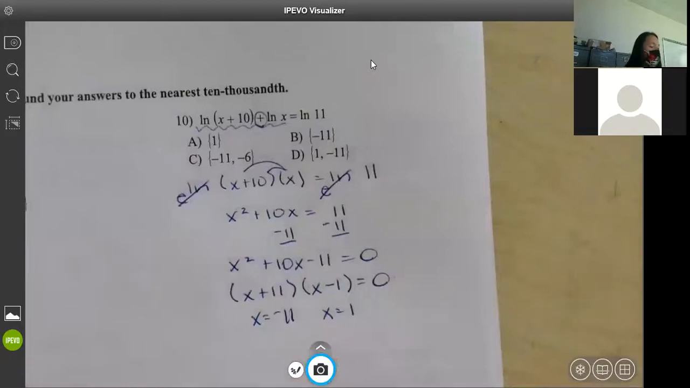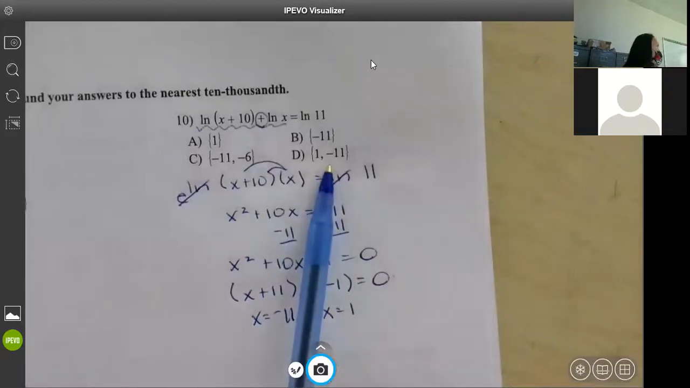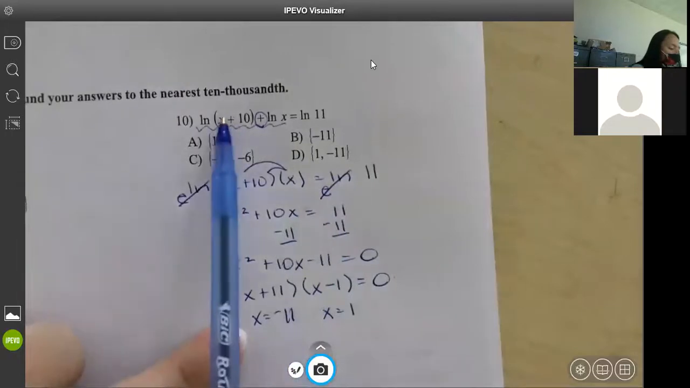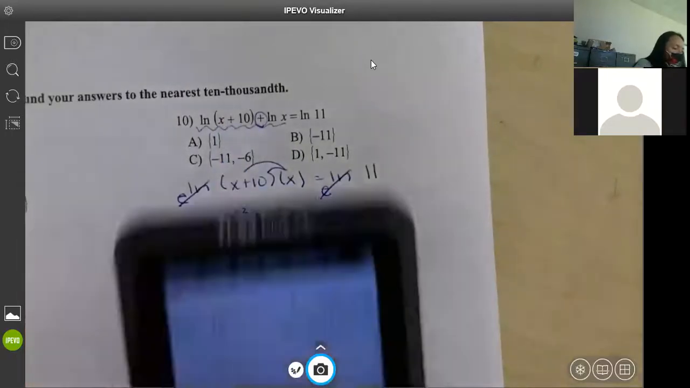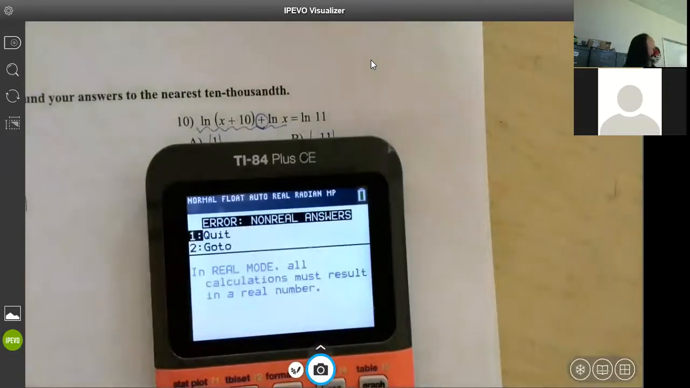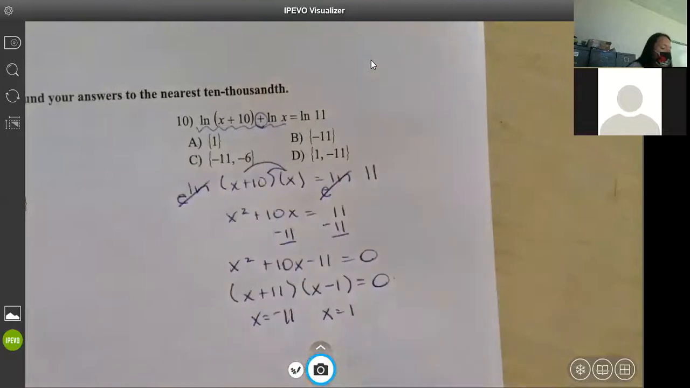Now, what you guys are looking at is that this is a possible answer, right? It's not the answer. Here's why. When I plug this negative 11 plus 10 into your calculator, ln of (negative 11 plus 10), what happens? See how it screws your calculator up? That means it's an extraneous solution. That means it does not work. So do not put that as your answer.